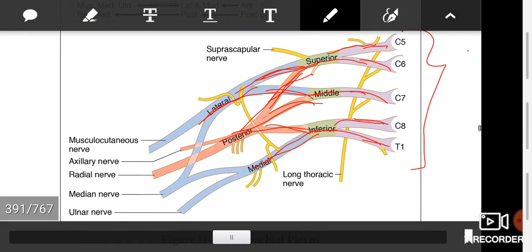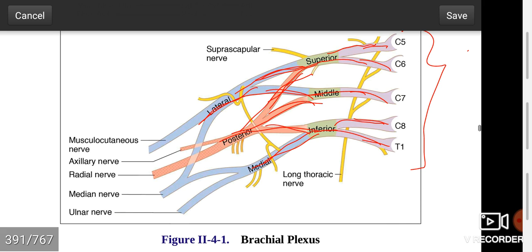And now we will go ahead and we will see the 5 terminal nerves. We mentioned previously that we had 5 terminal nerves. The 2 terminal nerves were arising from the posterior cord or from the posterior division, which were the axillary and radial nerves that we can see. This is the radial nerve and this is the axillary nerve, which are both in red color. It means that they are arising from the posterior divisions.